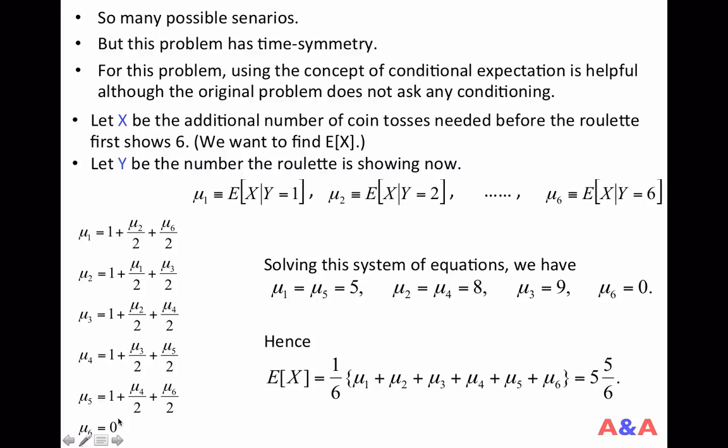And of course, mu6 should be equal to 0, because once the roulette shows number 6, then the game ends immediately. Once you solve this system of equations, mu1 and mu5 are 5, mu2 and mu4 are 8, mu3 is 9, and mu6 is 0. So the unconditional expectation of x, that is the expectation before you first turn the roulette, is just the average of these 6 mu's, and it's equal to 5 and 5/6. So approximately you are supposed to toss the coin 5 to 6 times on average.